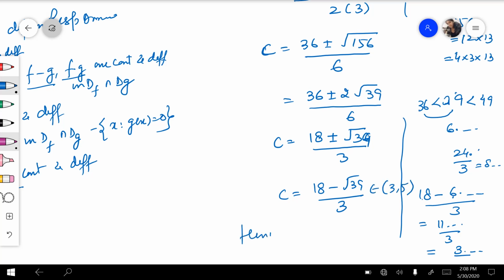Hence LMVT is verified. Because LMVT verify करने का मतलब क्या है, अगर फंक्शन कंटिन्यूस है, फंक्शन डिफरेंशिएबल है, तब हमारे को एक ऐसी वैल्यू मिलेगी at which f dash c is equal to f(b) minus f(a) upon b minus a, and that value in this case is this one.